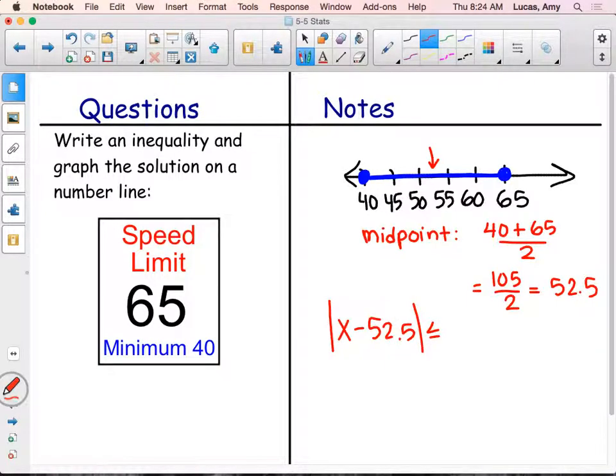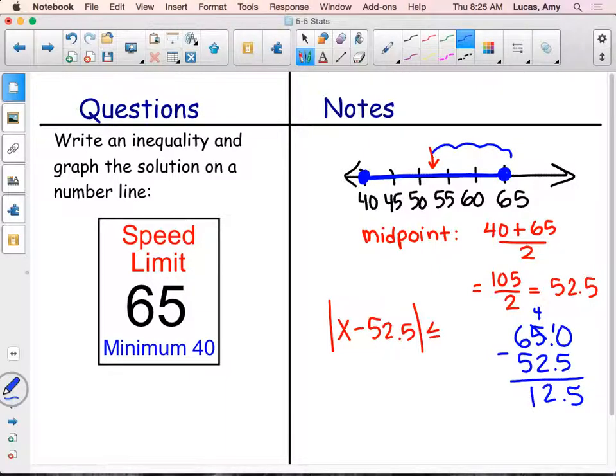Now I need to figure out how far that is from this endpoint over here. So 65.0 minus 52.5, 10 minus 5 is 5, 4 minus 2 is 2, 6 minus 5 is 1. So the distance away is less than or equal to 12.5. That would be my absolute value inequality.